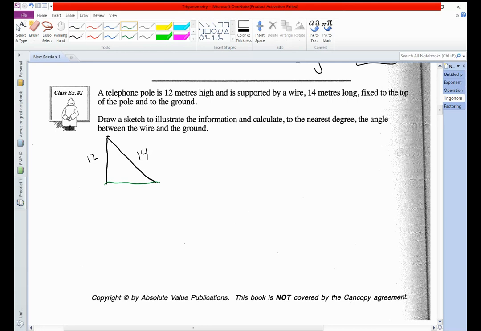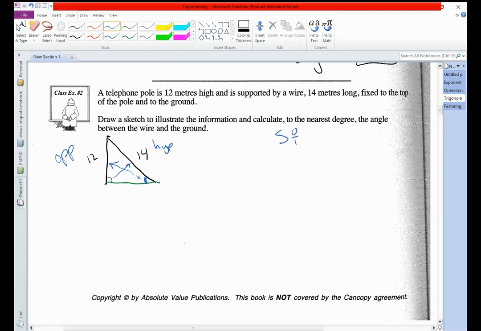Draw a sketch to illustrate the information and calculate to the nearest degree the angle between the wire and the ground. So the wire and the ground make an angle right there. So we'll label that X. So from here, the first thing we want to do is label our triangle with our opposite, adjacent, and hypotenuse. So across from our reference angle is our opposite. And the longest side, or the side across from the right angle, is the hypotenuse.